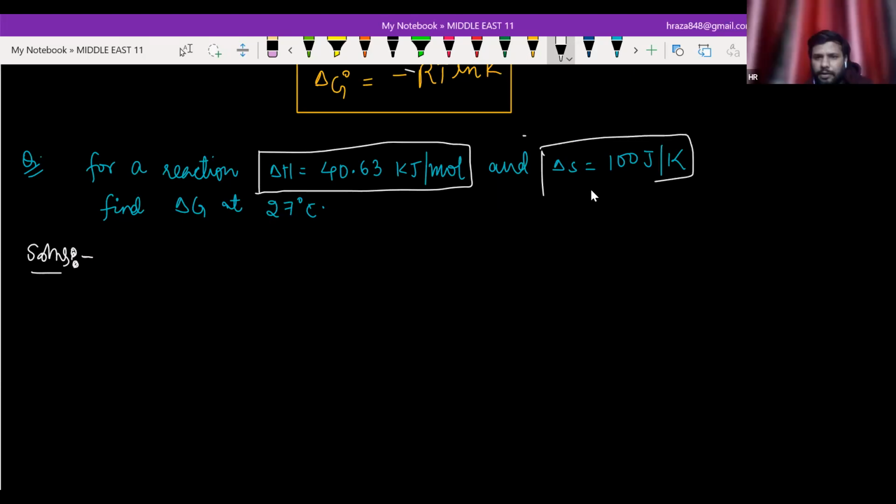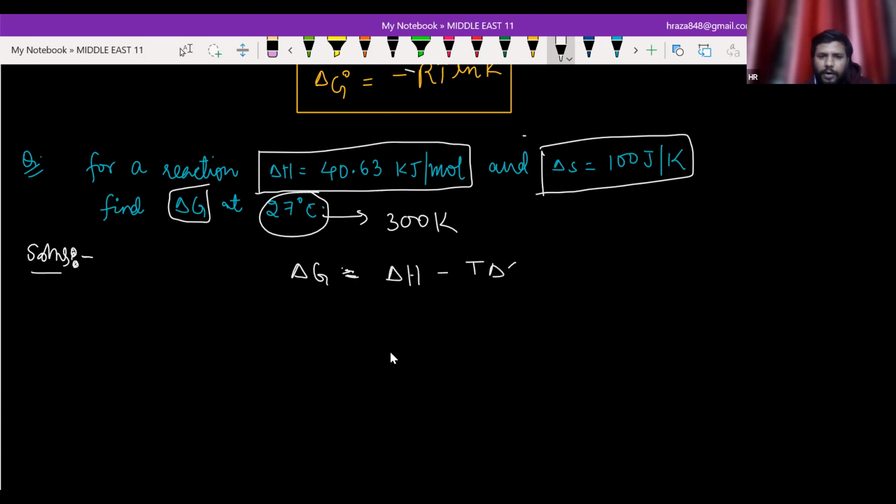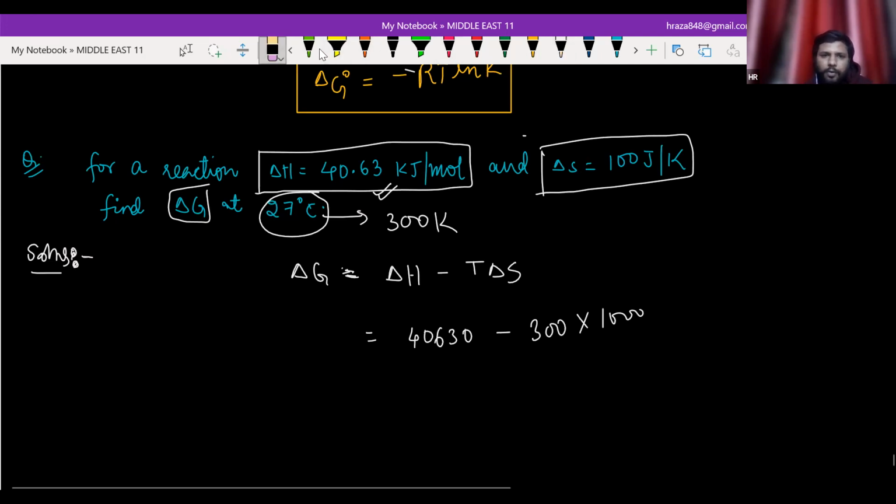And delta S is this. And we need to calculate delta G at 27 degrees centigrade. 27 degrees centigrade in Kelvin will be 300 Kelvin. I just gave you a formula. Delta G is equal to delta H minus T delta S. What is the value of delta S? This is in kilojoule, so we are going to convert it into joule. Then it will be 40630, right? And the temperature is 300. And here we can multiply it by 1000. It is 1000, right?